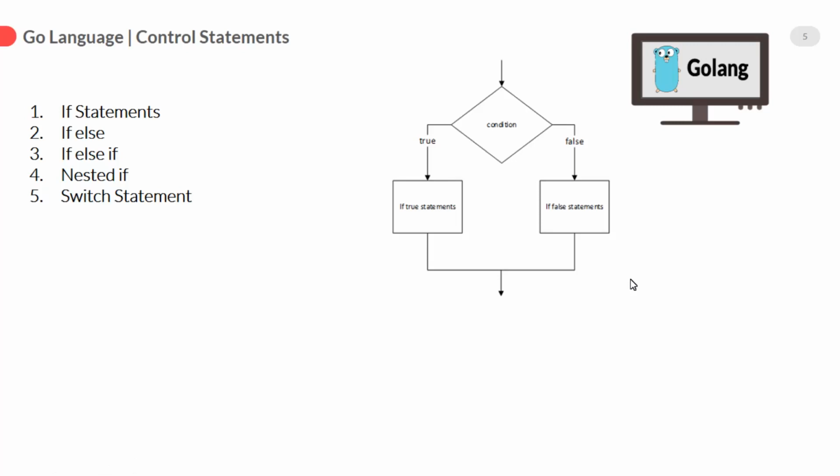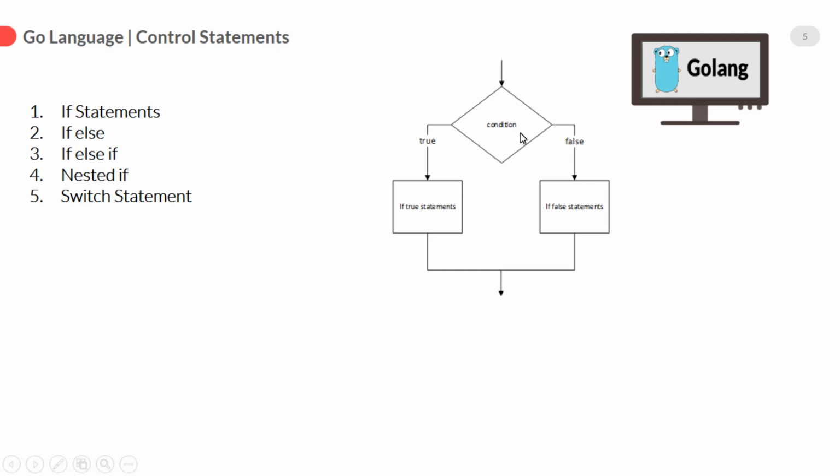Welcome to this lecture. In this lecture, we are going to learn about control statements in Go language. Control statements are called selection structure. In some situations, we want to select a statement on the basis of condition. If the condition is true, then display this message or execute this code, otherwise execute this code.